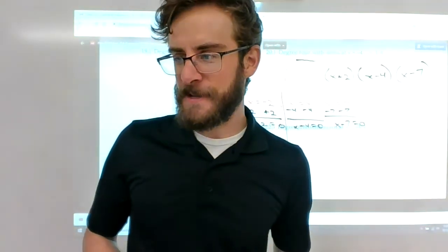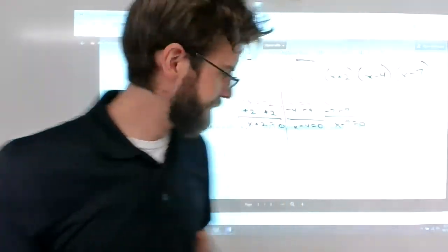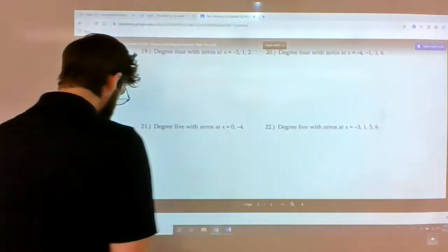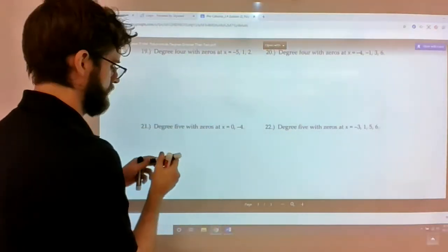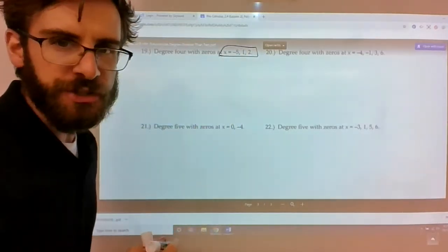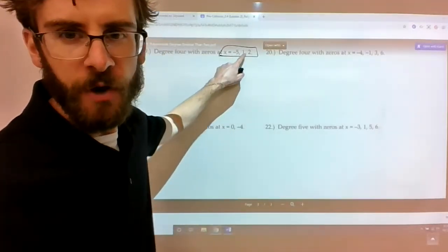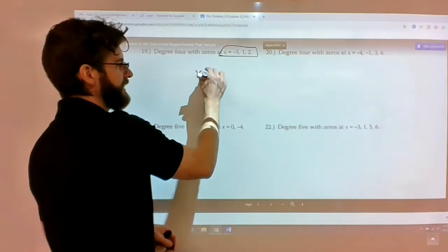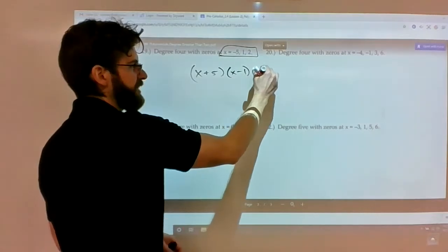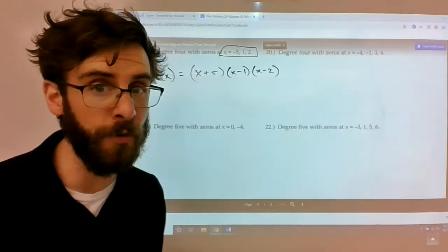Let me give you guys number 19, and I think that'll do. So I've got x equals -5, 1, and 2. Hopefully you saw the pattern of, oh, it's just the opposite of whatever the zero is. So -5, that's x plus 5. Positive 1, that's x minus 1. Positive 2, that's x minus 2. Should be that simple, right?